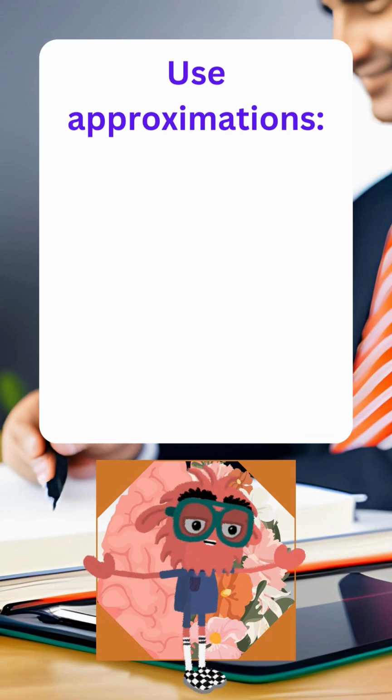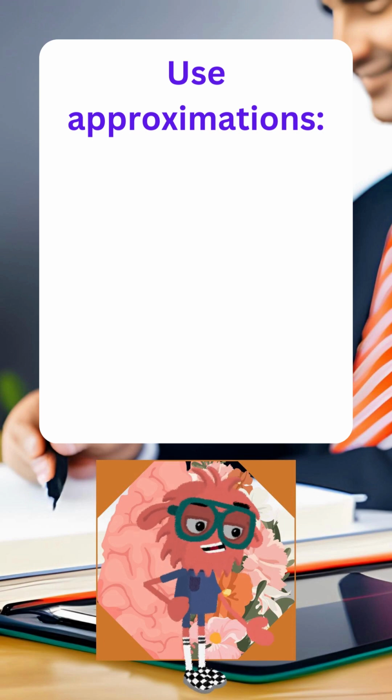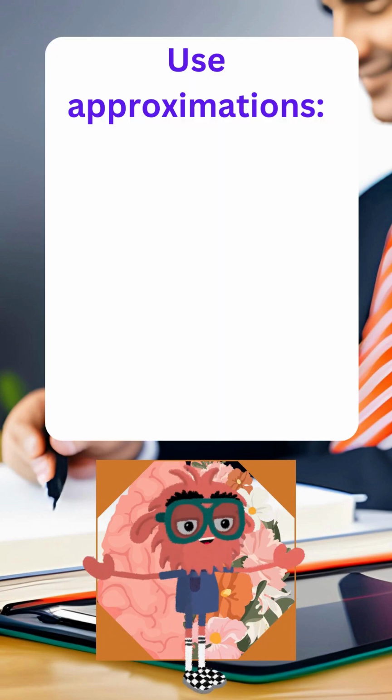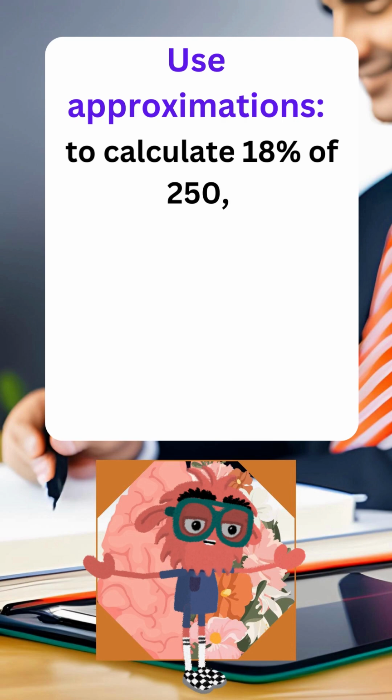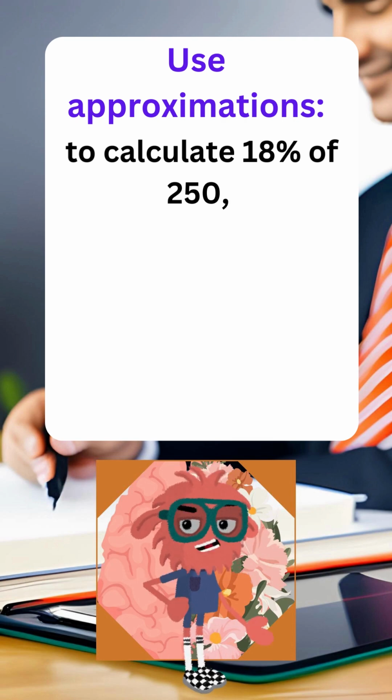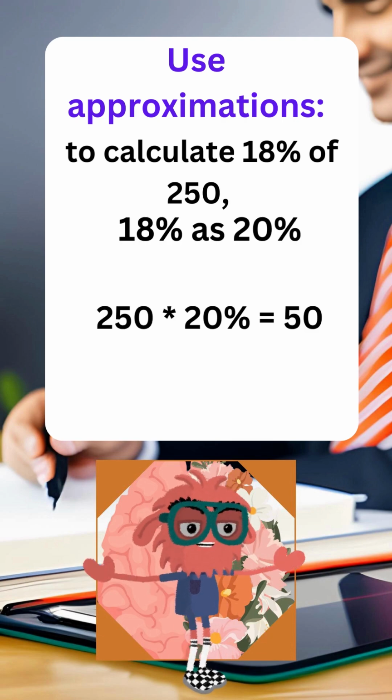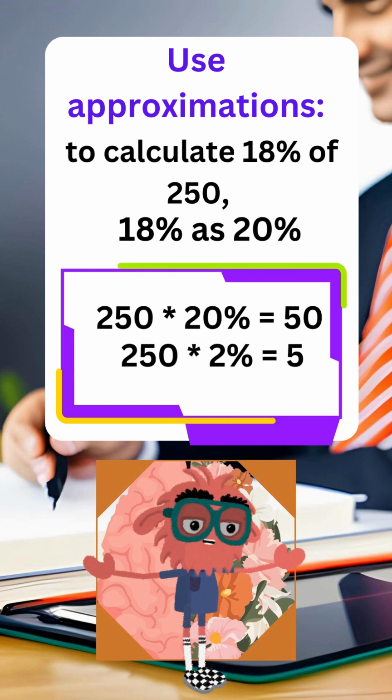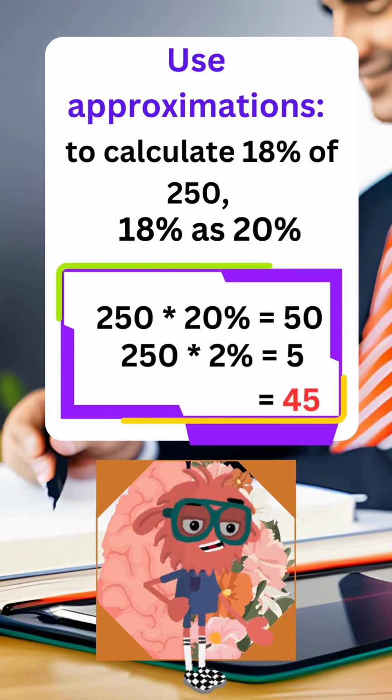Use approximations. If you can't remember a specific value, you can use an approximation to estimate. For example, if you need to calculate 18% of 250, you could approximate 18% as 20%, which is easier to work with, and then adjust the answer accordingly.